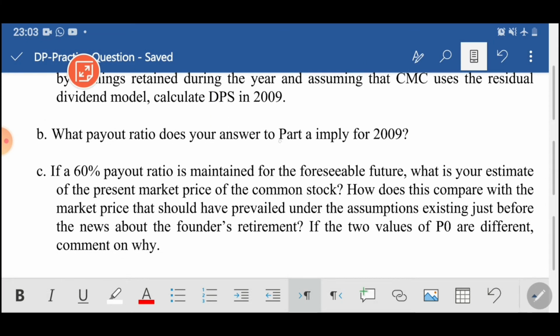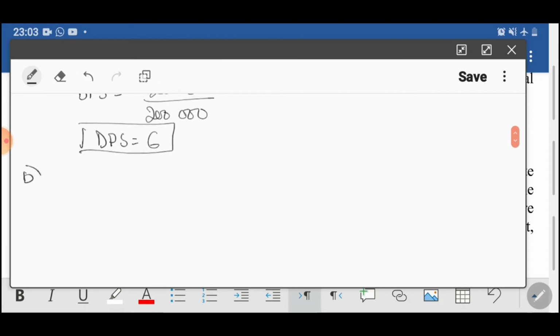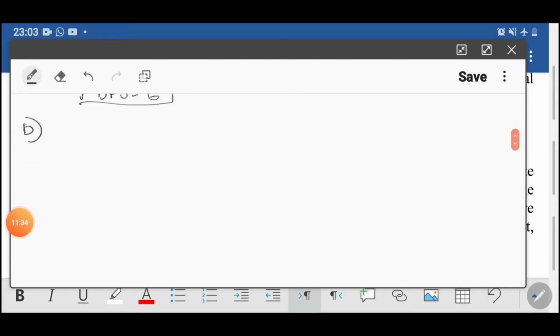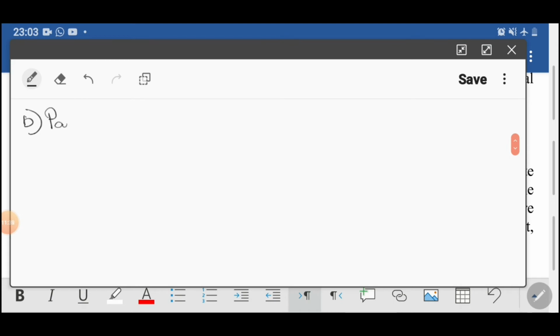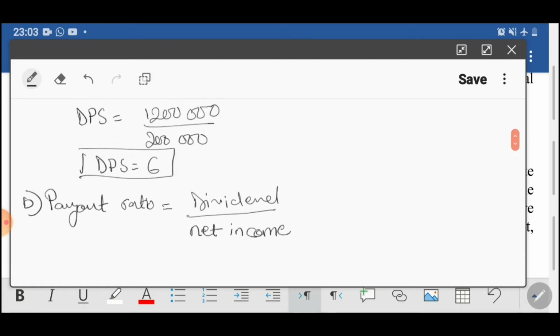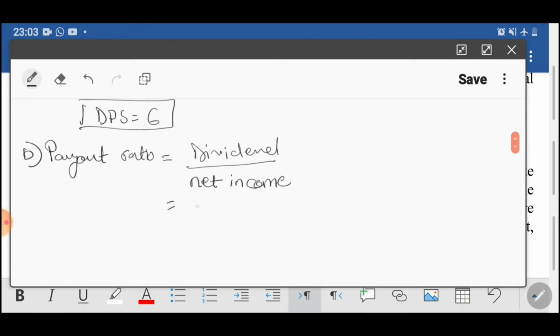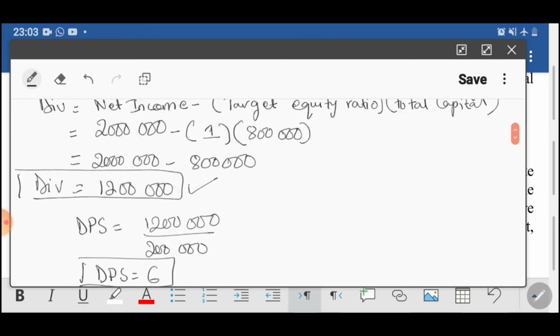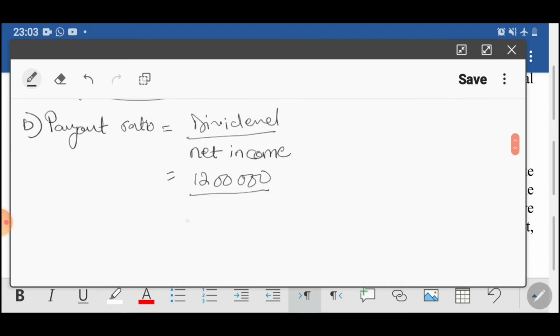What payout ratio does your answer to part A imply for 2009? So what payout ratio does this imply? So this is B. The formula for payout ratio is, first let me write down the formula. So that is dividend divided by net income. So the dividend is 1200,000. So we have 1200,000 over here. And the net income was 2 million. So the payout ratio is 60%. 60% is being paid out.